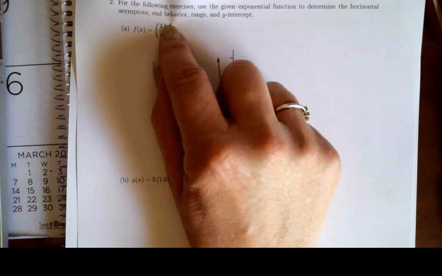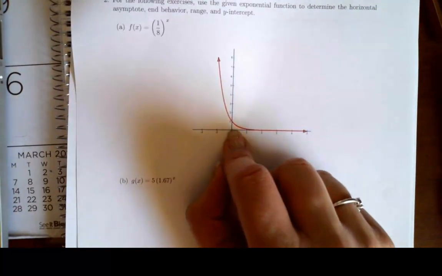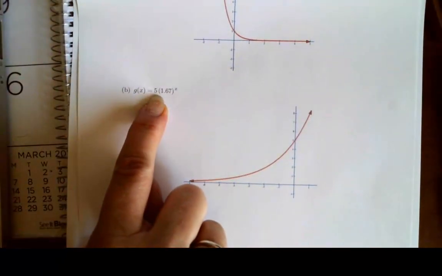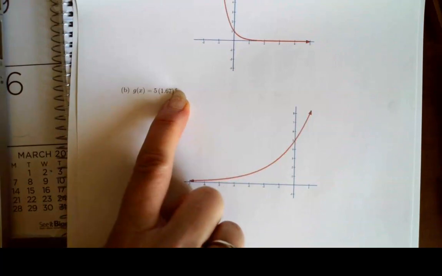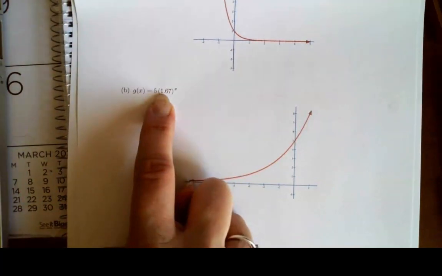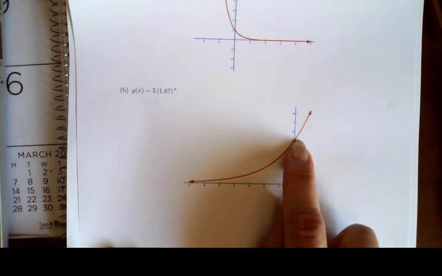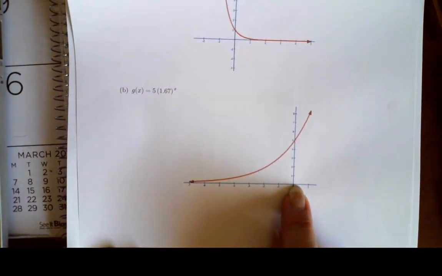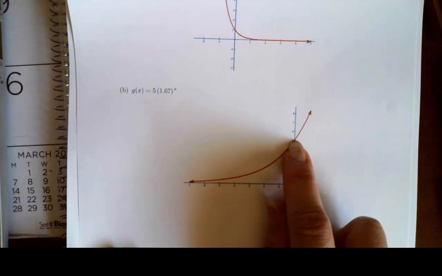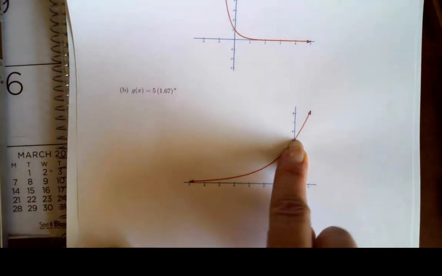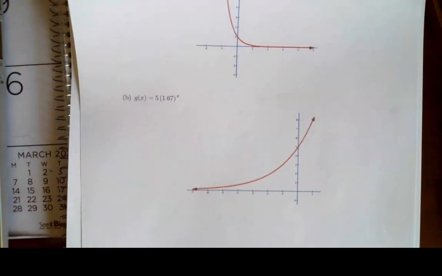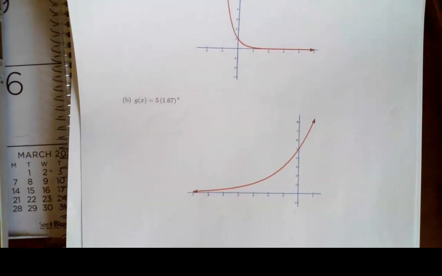So if x is 0, you're going to have the 0.01. And then finally, you have an initial value of 5. If you evaluate your x at 0, 1.67 to the 0 power is 1. 1 times 5 is 5. So if you evaluate at 0, your output will be 5. So that's your y-intercept. And we'll cover more detail in class on Wednesday.